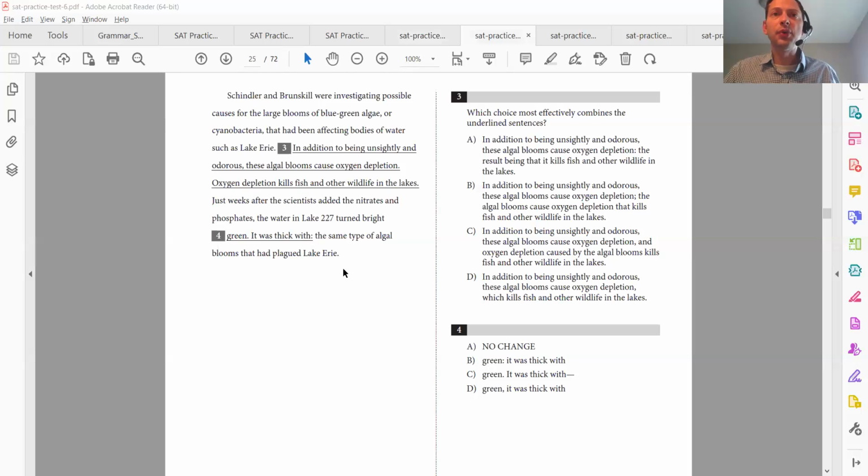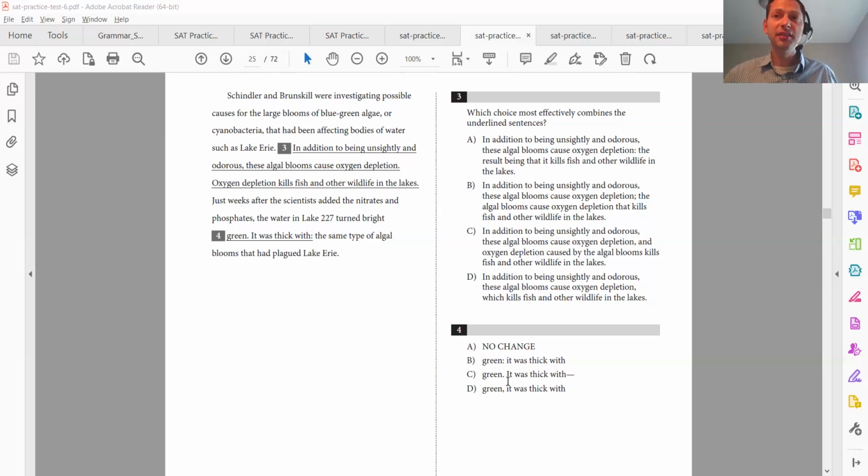The next one is number 4. This is from SAT number 6. Just weeks after the scientists added the nitrates and phosphates, the water in Lake 227 turned bright green. Okay, it was thick with, colon. Wait a minute. It was thick with, colon? No, that's not a sentence. It was thick with is not a sentence, so it can't be a colon there.